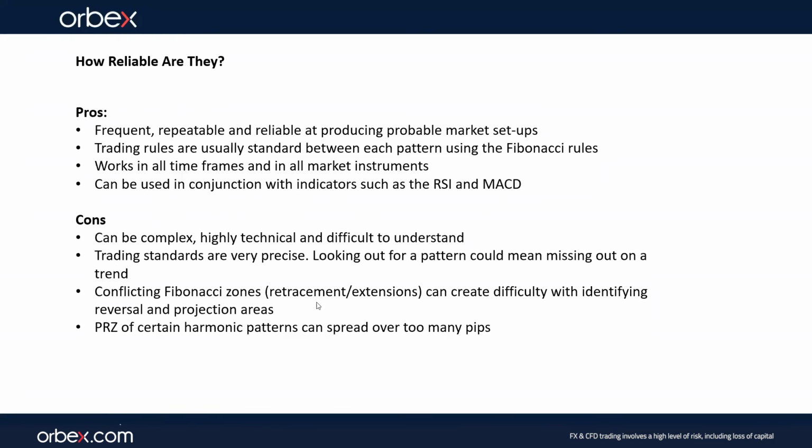However, now the cons. They can be complex, highly technical, and difficult to understand. Trading standards are very precise. Looking out for a pattern could mean missing out on a trend as well. Conflicting Fibonacci zones, retracement extensions can create difficulty with identifying reversal and projection areas, and the potential reversal zone of certain harmonic patterns can spread over too many pips. So these are things to look out for when I've been trading anyway on these particular harmonic patterns and seeing what is looking for as well.